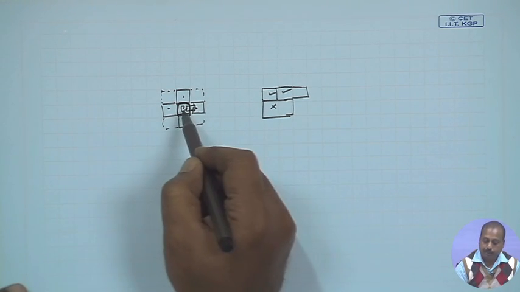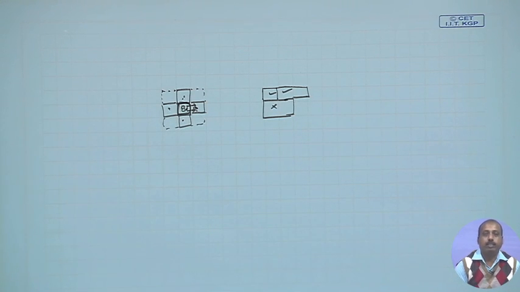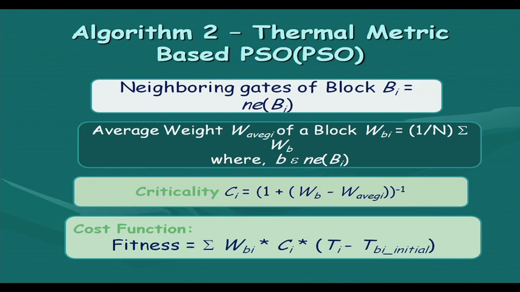Whereas, if this block is hot as well as its neighbors are hot, then there is a very high chance that this block will remain hot and it will contribute a lot to the damage of the circuit. So, it may cause the circuit to be damaged. So, what is done? We compute this parameter.